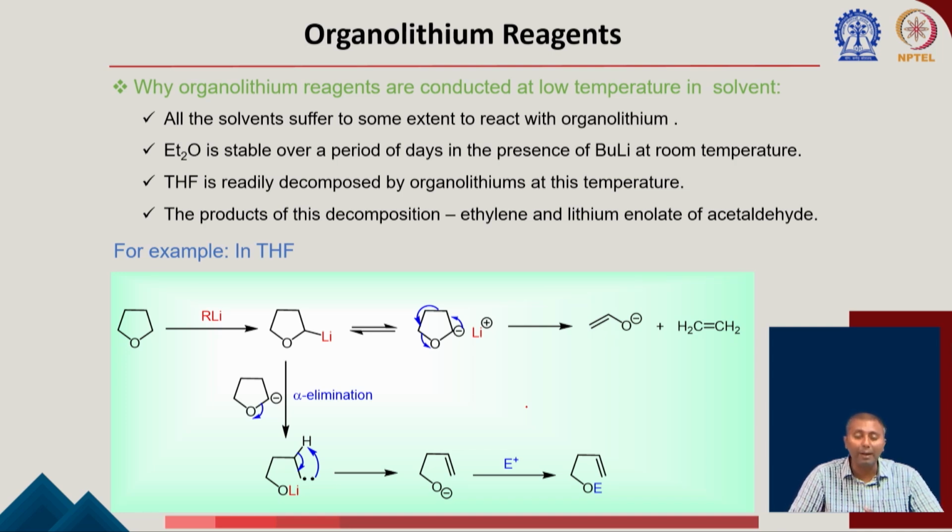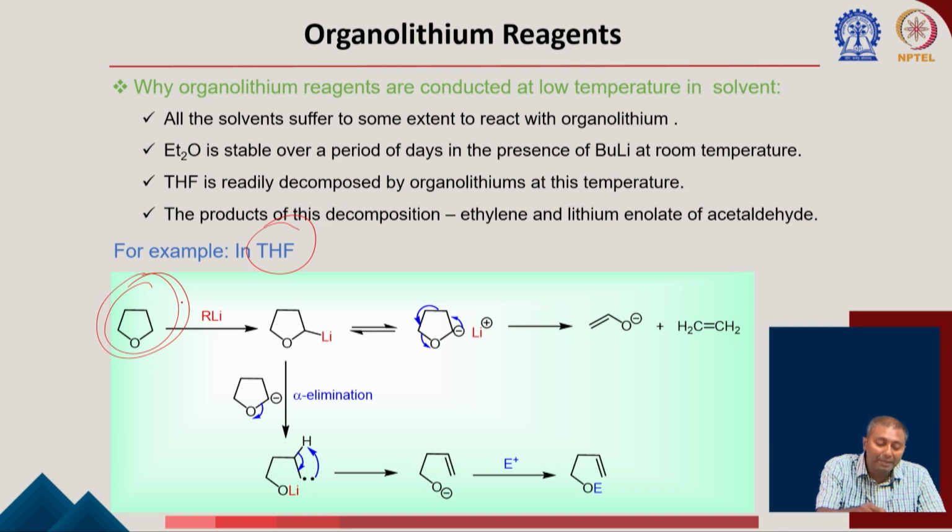One important fact is that for some solvents, like tetrahydrofuran, which you mostly use when doing organolithium chemistry in the lab, once you increase the temperature, if you are not working at minus temperature and come to room temperature, the THF starts breaking down. So your solvent is going to break down and form ethylene and a lithium enolate.